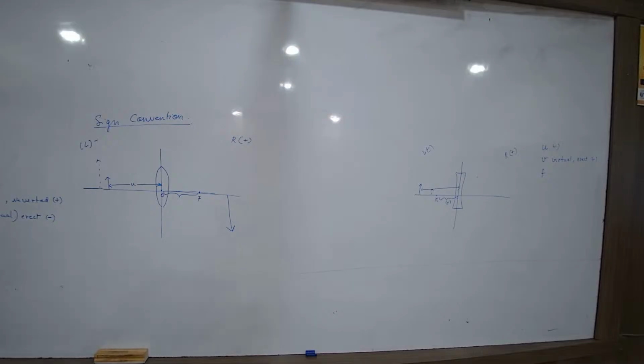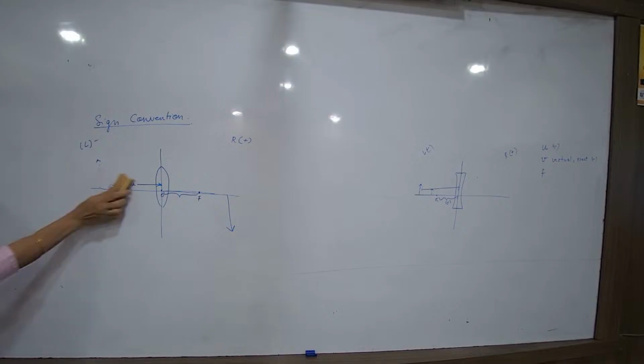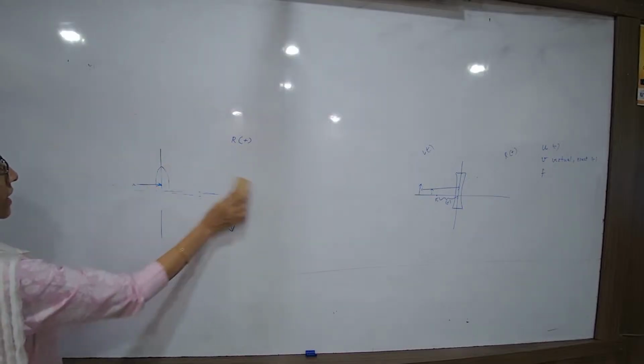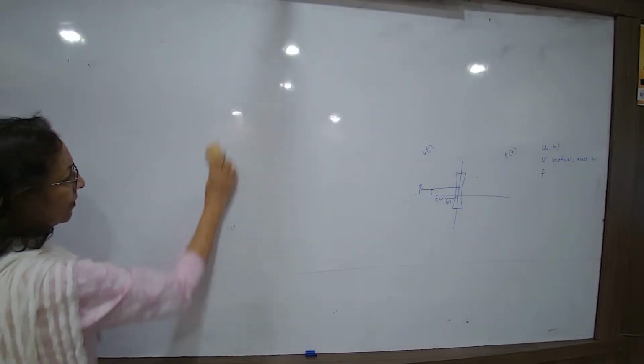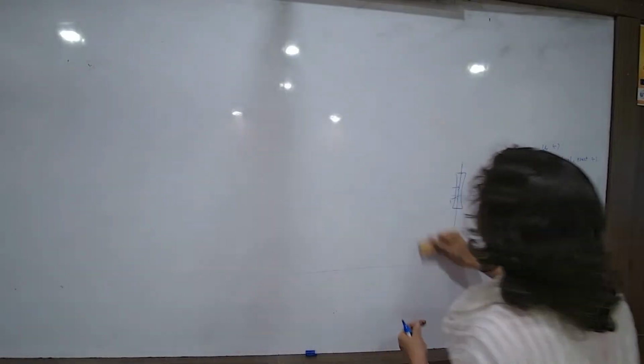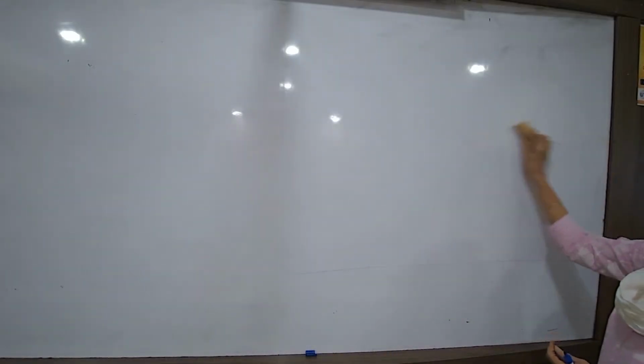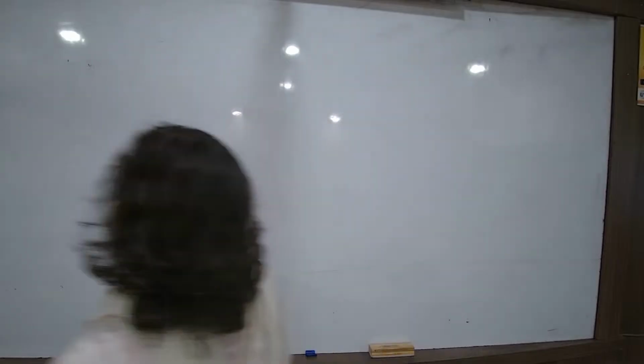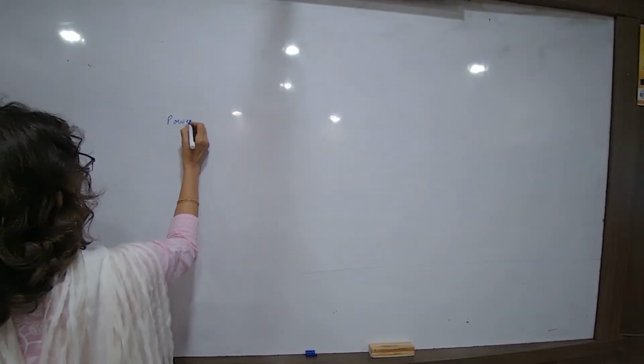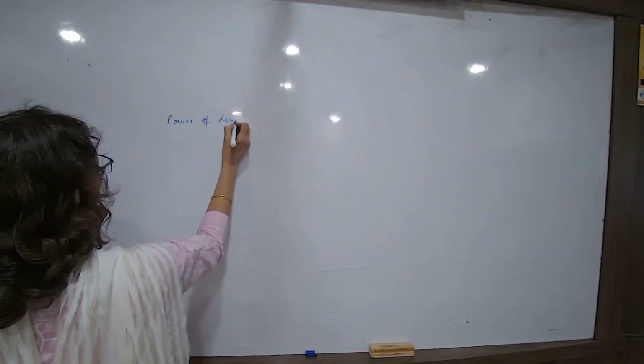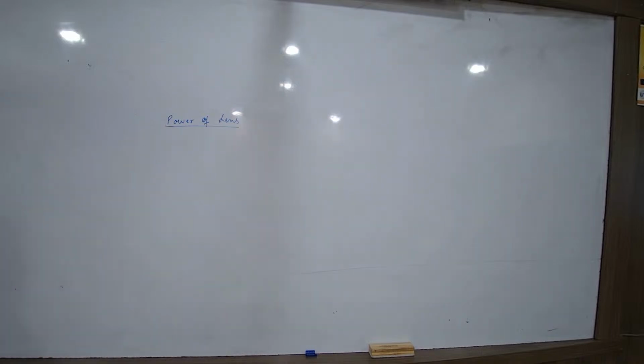Okay, fine. So this is something that we have already covered regarding sign convention, and today I'm just going to talk a little more regarding the converging power. And how do we find out what is the power of a lens? So suppose we are talking about a convex lens. We know that it is a converging lens, isn't it? So what does it tell us?